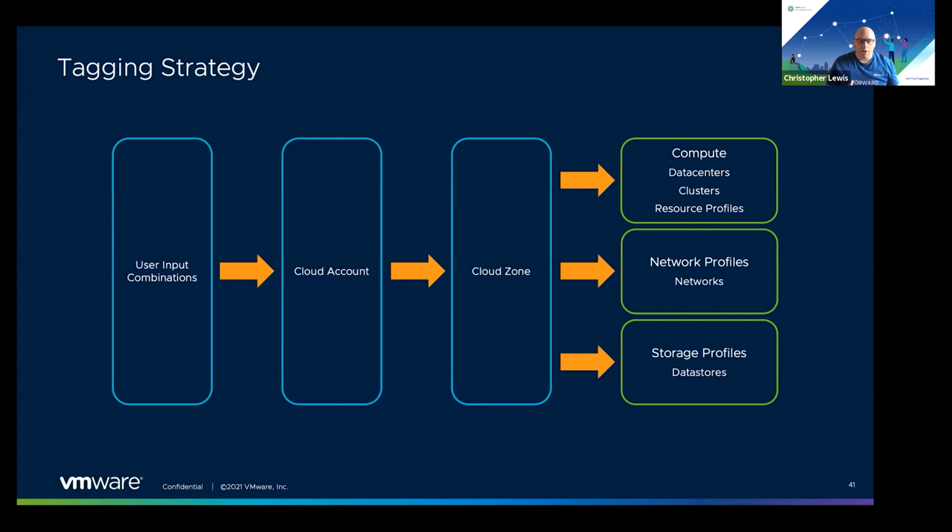The same cloud zone could be in the same data center, but a different cluster. So you might have dev and test under the same vCenter, but in different clusters. And that's where the tagging really determines where things are placed. And then obviously we can offload to vRops for final placement decisions.